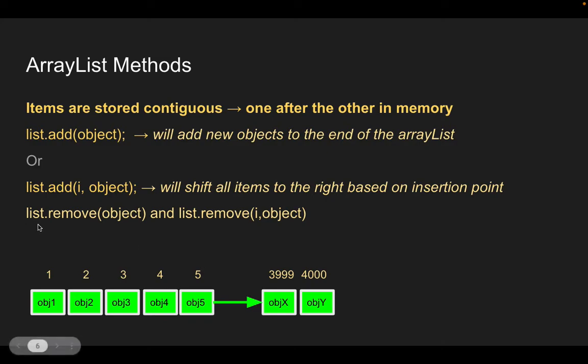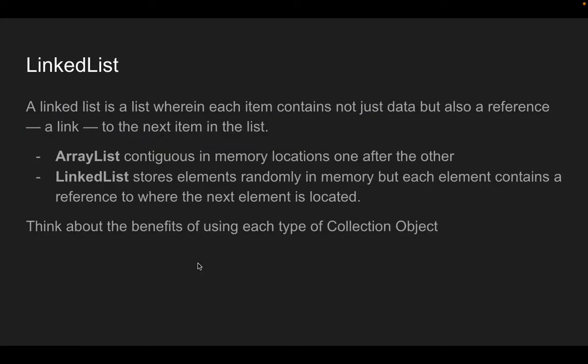We have the same idea with list.remove. I can remove an object, and list.remove with no index always removes from the end. However, list.remove(i) takes an object from that index, from that point. Okay. Now this gets to an interesting idea.